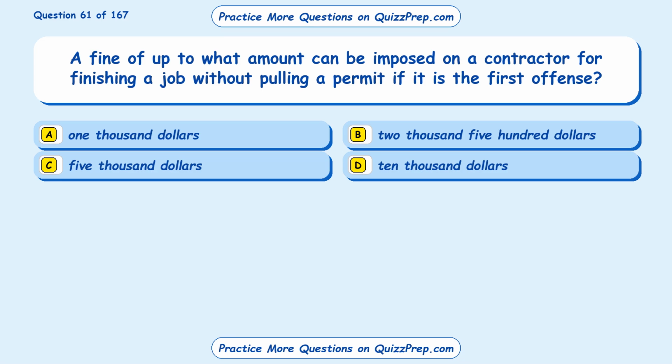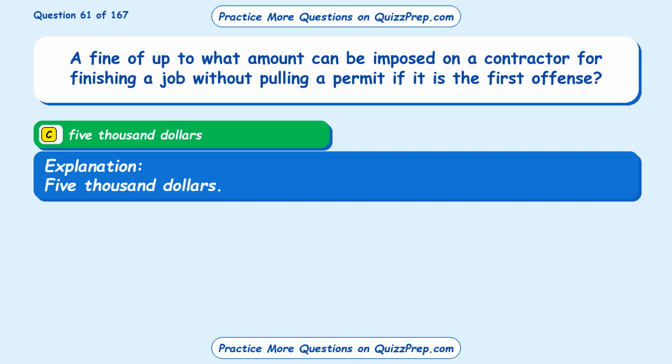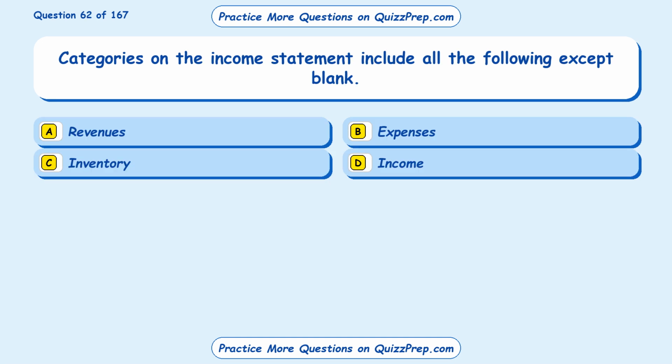Question 61. A fine of up to what amount can be imposed on a contractor for finishing a job without pulling a permit if it is the first offense? Option A, $1,000. Option B, $2,500. Option C, $5,000. Option D, $10,000. The correct answer is option C, $5,000. $5,000.